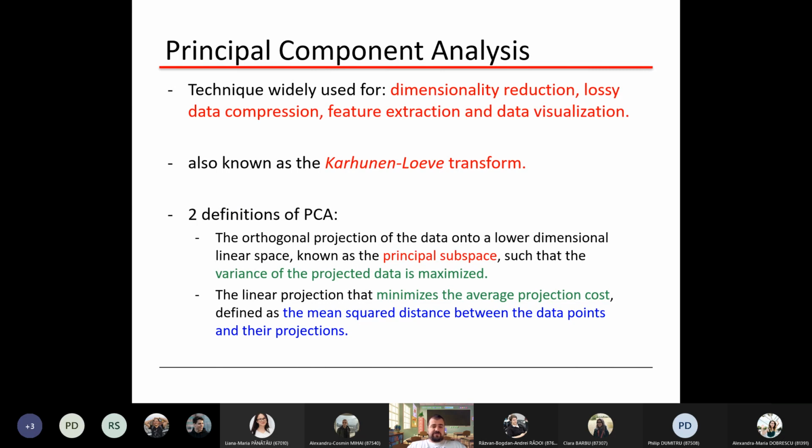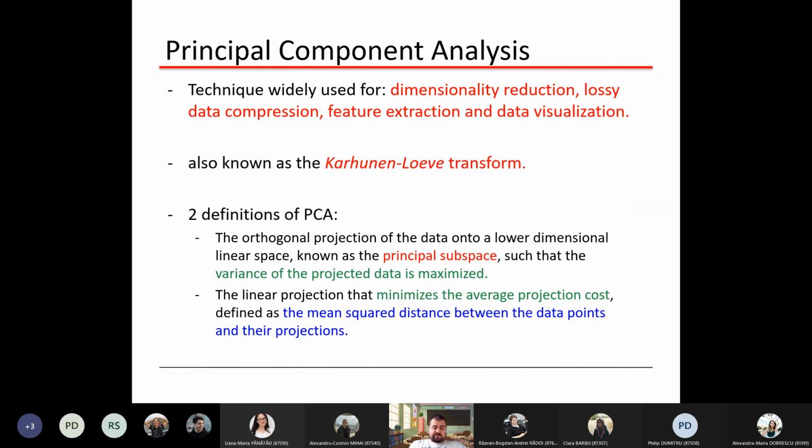So the first definition is the orthogonal projection of the data onto a lower dimensional linear space, called the principal subspace, so that the variance of the projected data is maximized. The second definition is the linear projection that minimizes the average projection cost, computed as the mean square distance between the data points and their projection.